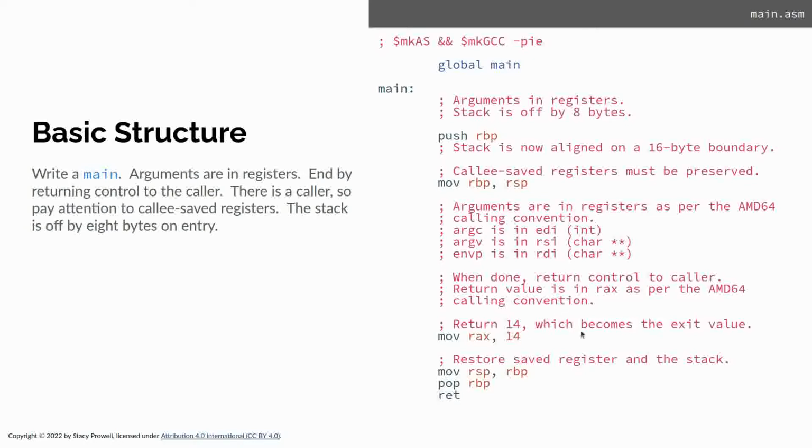In this case, we're going to return 14, so I put 14 in RAX. I'm going to restore the callee saved registers RSP and RBP, and then I'm going to return. I have to get the stack back the way it was, so the stack pointer is pointing at the return value from this function. Otherwise, who knows what will happen.